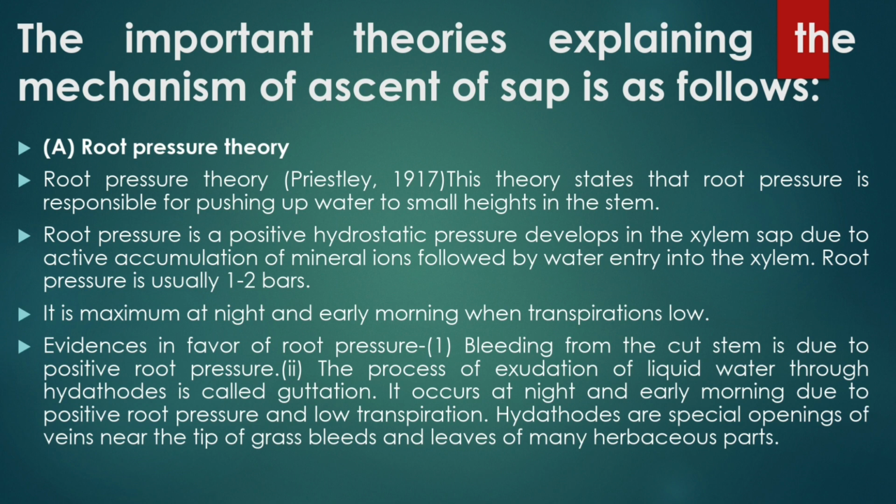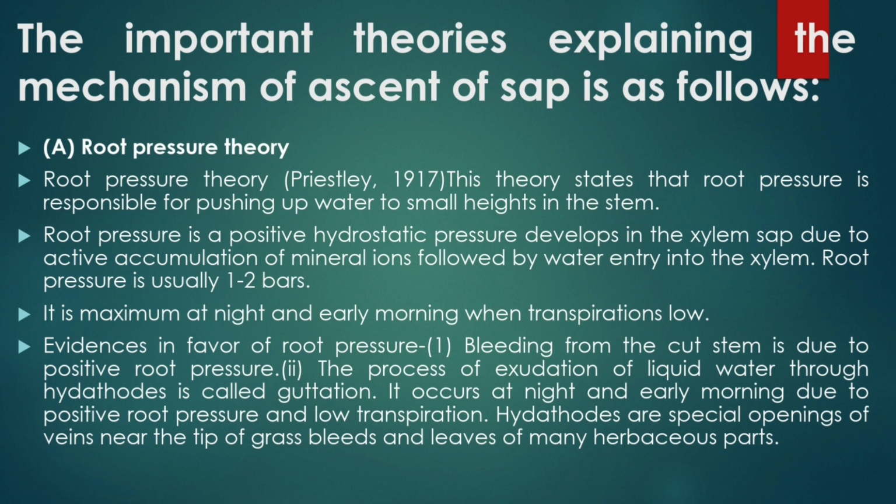One is the root pressure theory. Root pressure theory was proposed by Priestley in 1917. According to this theory, the root pressure is responsible for pushing water to a small height in the stem. Root pressure is a positive hydrostatic pressure that develops in the xylem sap due to active accumulation of mineral ions followed by water entry into the xylem. Root pressure is usually 1 to 2 bar.